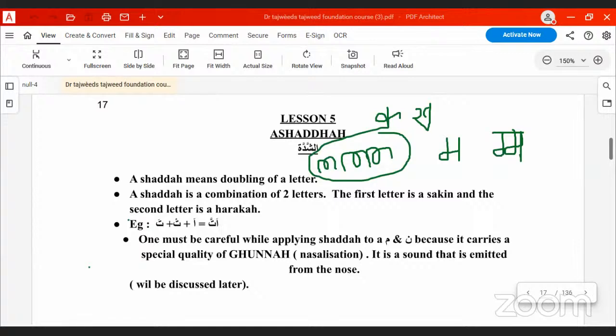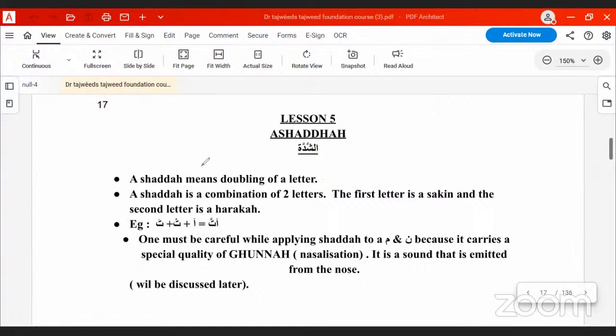Similarly, in Arabic also we have to apply it, and that application connector is shadda. Shadda means doubling of a letter.